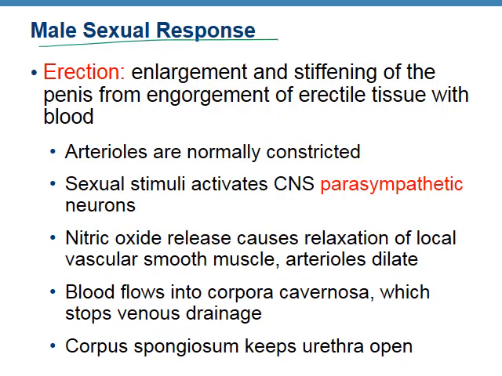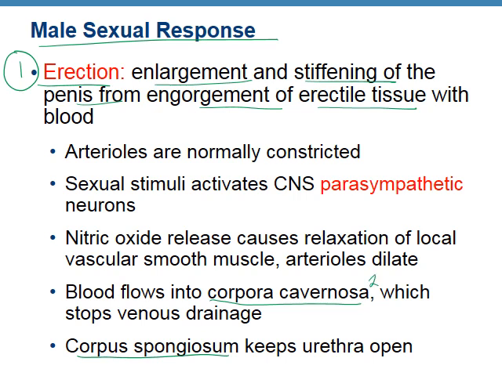Okay, we're going to talk about male sexual response. The first thing that's going to happen is erection, and this will be followed by the next slide, which is ejaculation. So what is erection? It is enlargement and stiffening of the penis from the engorgement of erectile tissues. So hopefully you know the erectile tissues are corpora cavernosa and corpus spongiosum. So there's 2 bodies of corpora cavernosa and only 1 body of corpus spongiosum. So normally, arterioles are constricted. So if the penis is flaccid, the arterioles are constricted, no blood flow into the penis.